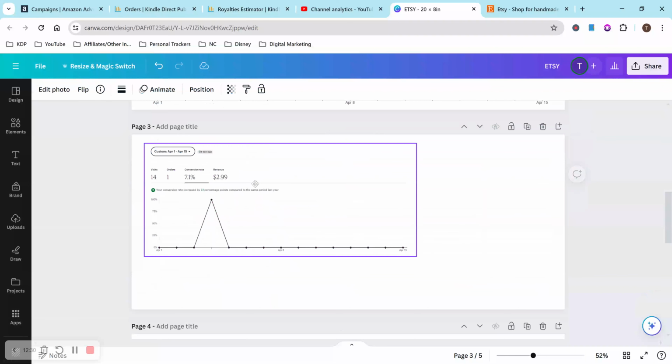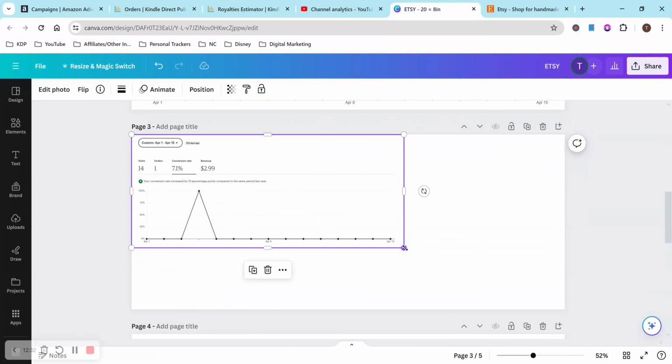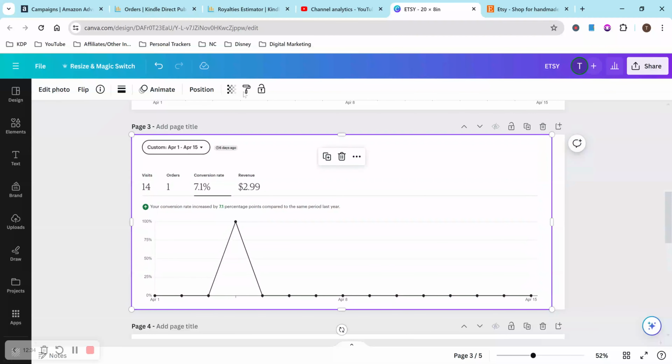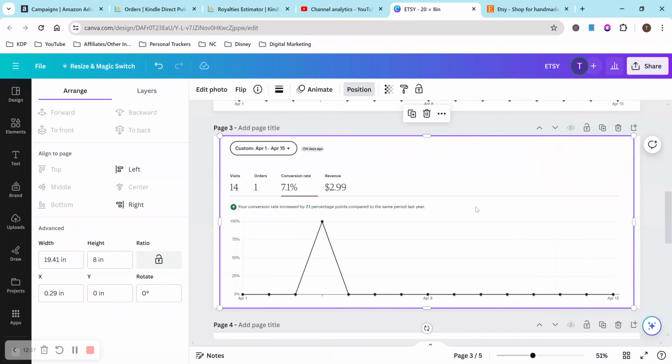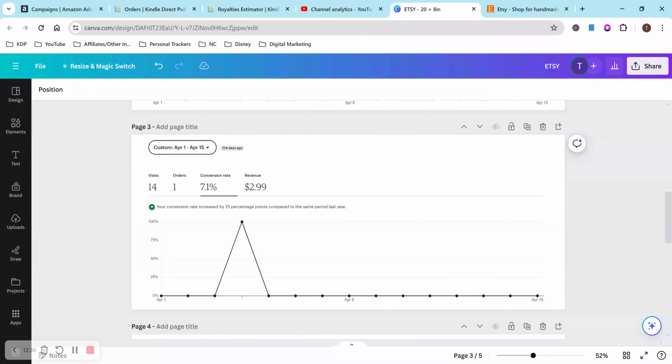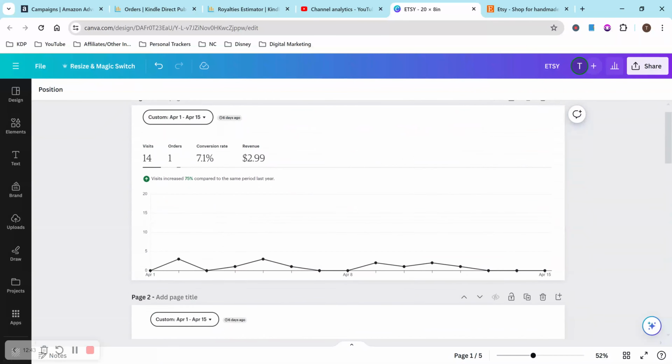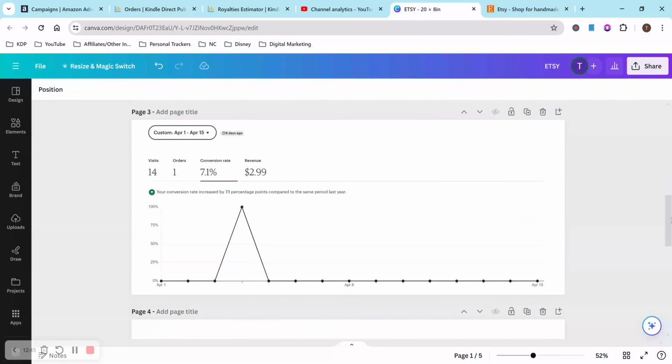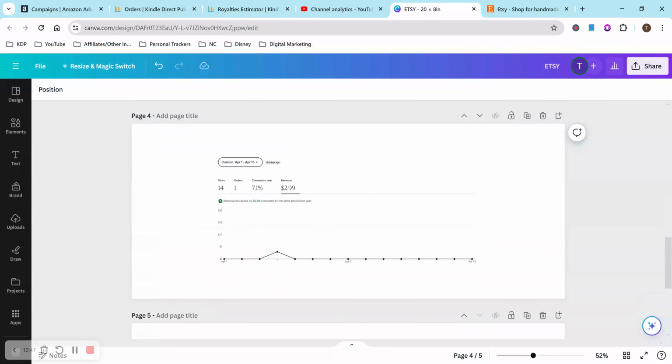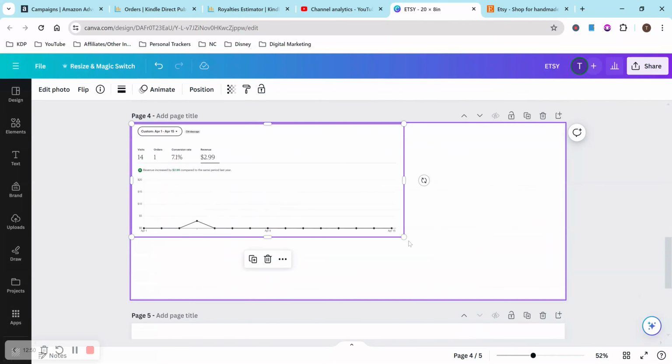And then looking at the conversion rate, let me just make this bigger here, 7.1%, because I just have the one sale, and it looks like that day I got one visit, but I have 14 visits total. And then scrolling all the way down to revenue.